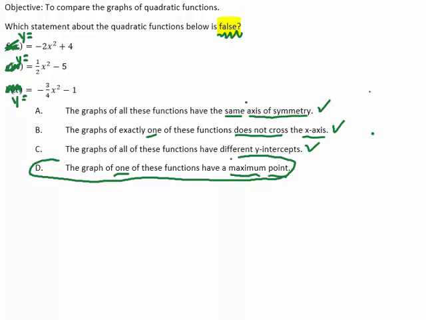So our answer is D. Now that could be a little bit ambiguous. They could have stated that a little bit better by saying exactly. In this case, they're not trying to trick you. They just want you to recognize that two of the graphs have maximum points instead of just one.